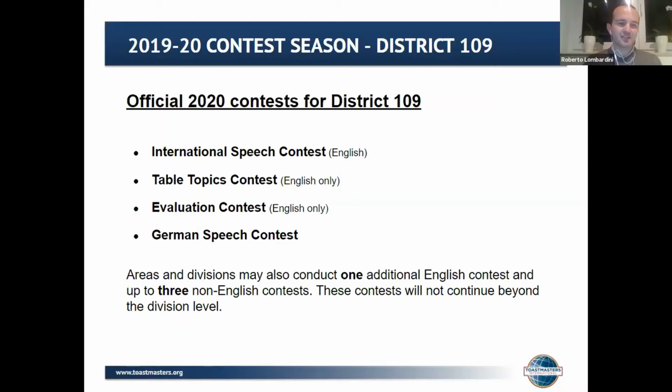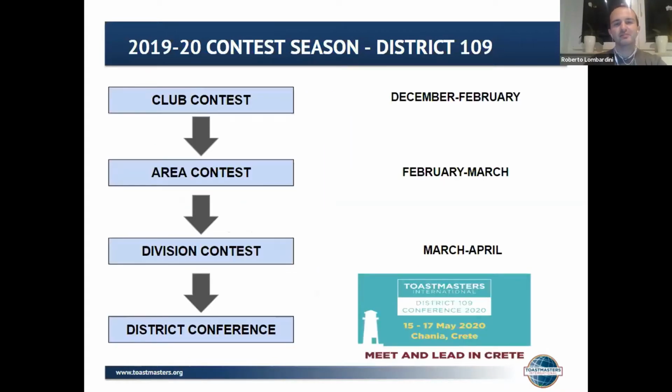Areas and divisions can maybe choose an additional English contest, because 4 is the maximum number of contests for English in areas and divisions, and they can also add 3 non-English contests, because again 4 is the maximum number for non-English contests. Of course, these contest events will not continue after the division level. This is the usual procedure.